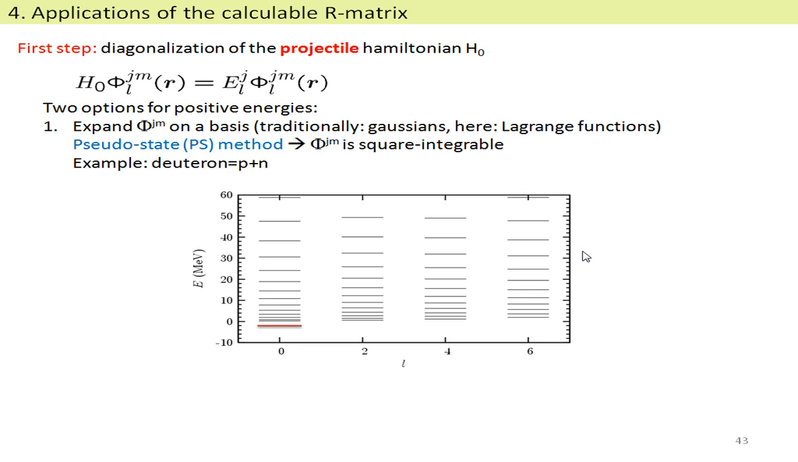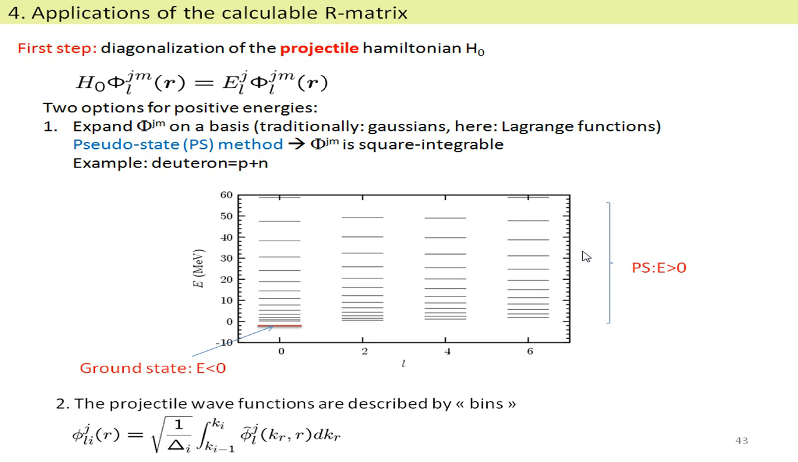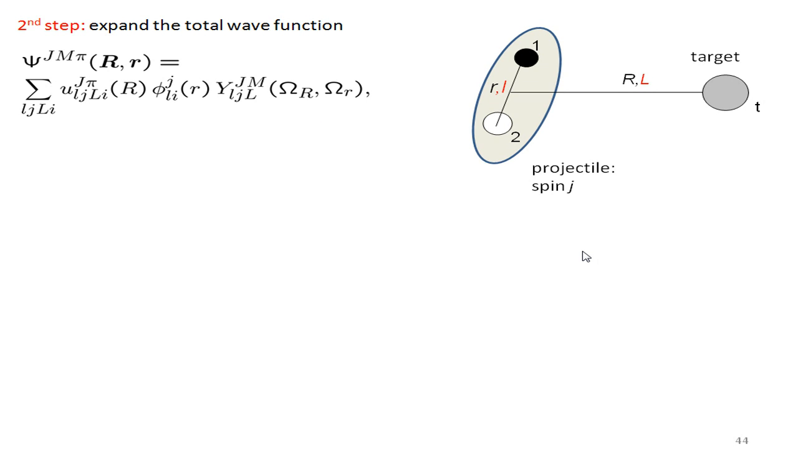So here it's deuteron plus nickel. The first thing we should do is to diagonalize in the deuteron basis. And here we use Lagrange functions. I will show you in a moment how it works. You have here a bound state which corresponds to the ground state of the deuteron, and all other states are called pseudostates, and they represent an approximation of the continuum. So this is how you treat the continuum. You can also treat the continuum with bin functions. Probably you heard about that last week, but I don't want to enter into detail.